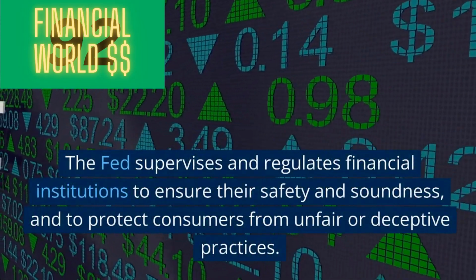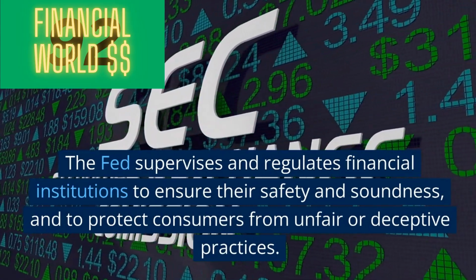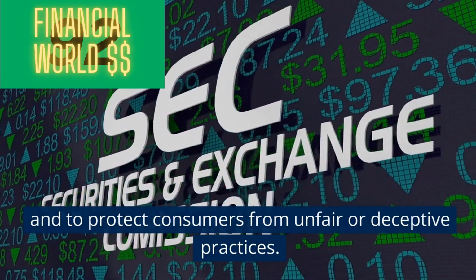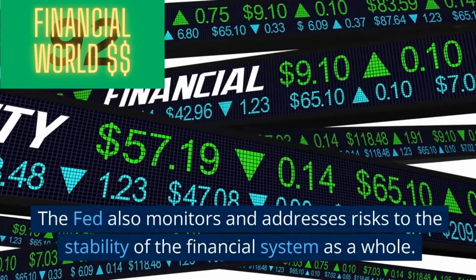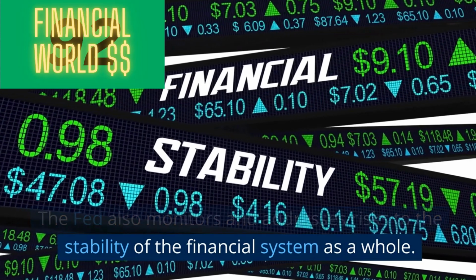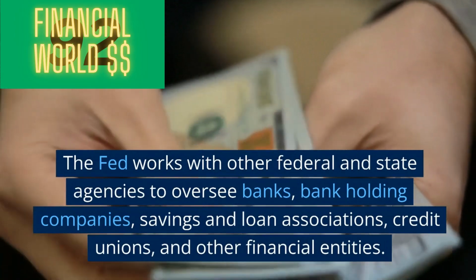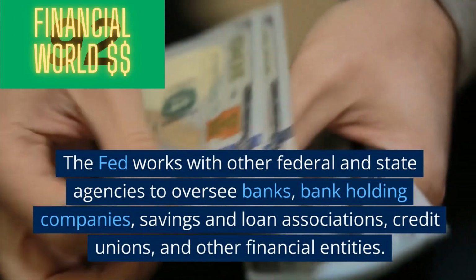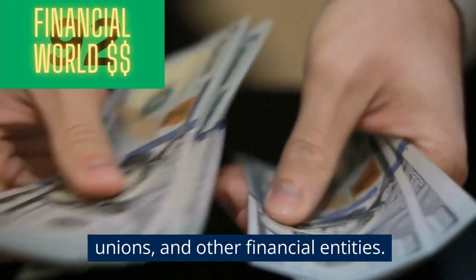The Fed supervises and regulates financial institutions to ensure their safety and soundness, and to protect consumers from unfair or deceptive practices. The Fed also monitors and addresses risks to the stability of the financial system as a whole. The Fed works with other federal and state agencies to oversee banks, bank holding companies, savings and loan associations, credit unions, and other financial entities.